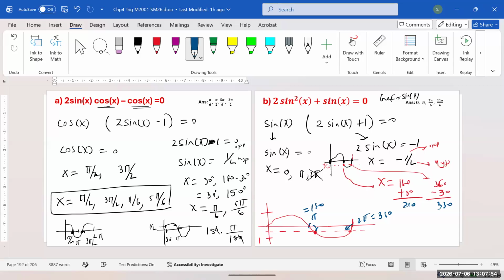So we get 2 solutions from zeros, and you have 2 solutions from -1/2. One is 180 plus the 30, one is 360 minus the 30. And I believe these are 7 pi over 6 and 11 pi over 6. So 2 answers, 2 answers.